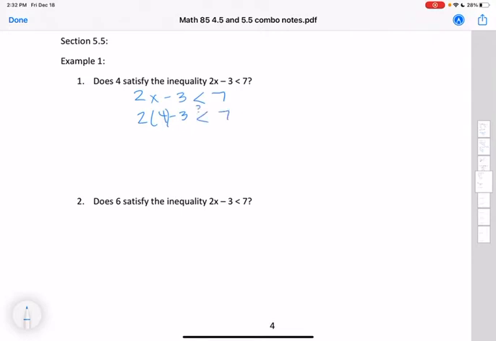Okay, so 2 times 4, I get an 8 minus 3. Is that less than 7? And 8 minus 3 is 5. So is 5 less than 7? Yes.